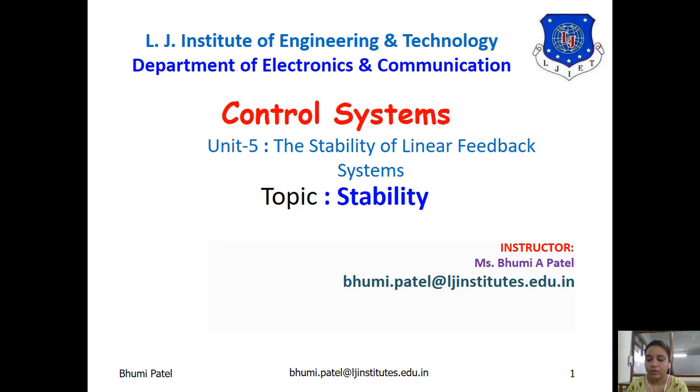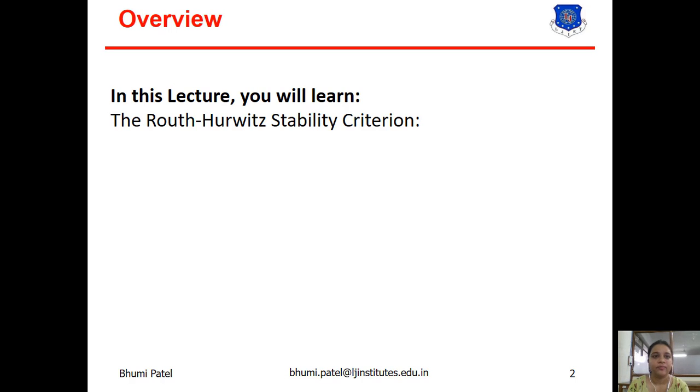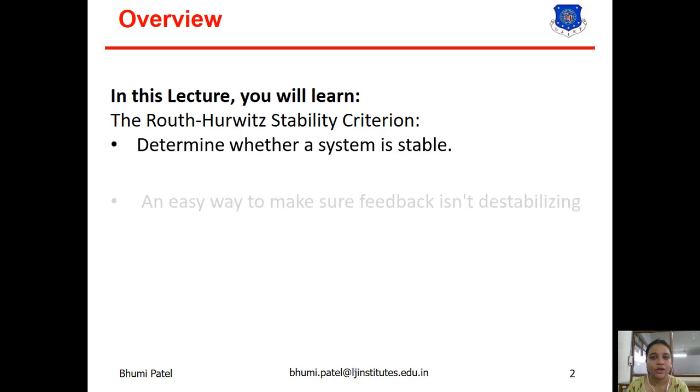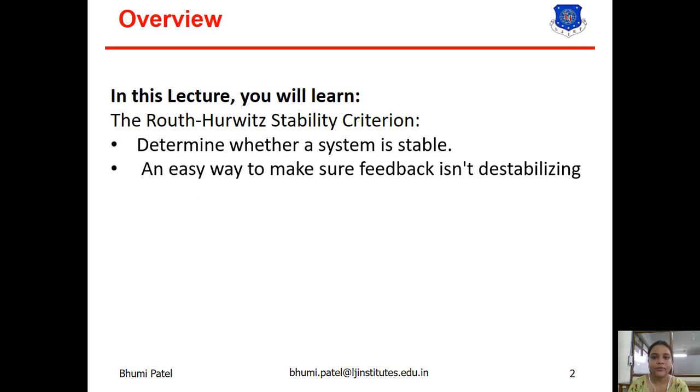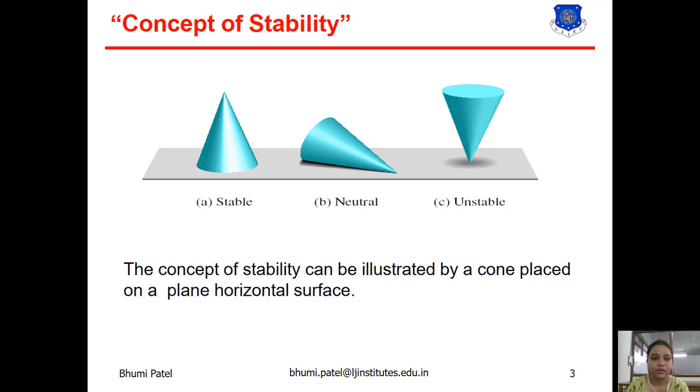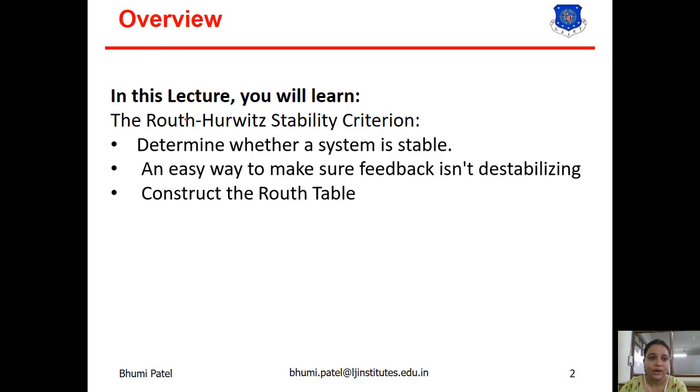Today we will study the stability of the system, unit number 5, the stability of linear feedback systems. First of all, an overview of this lecture. In this lecture, you will learn about the Routh-Hurwitz stability criteria to find out the stability, and determine whether the system is stable or unstable. An easy way to make sure feedback is not destabilizing, and construct the Routh table. Using the Routh-Hurwitz criteria, we can define whether the system is stable or unstable.